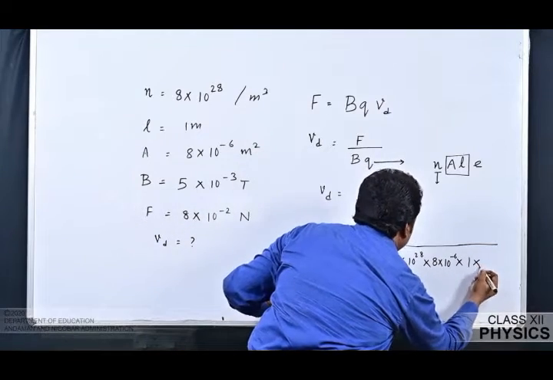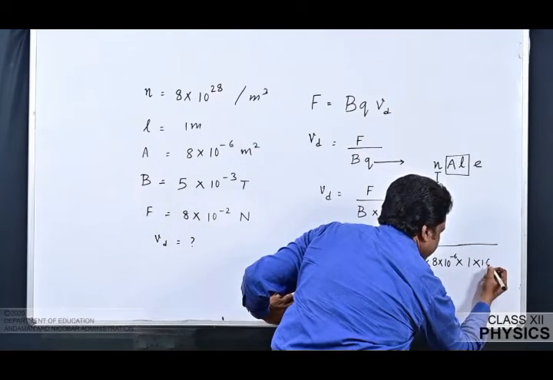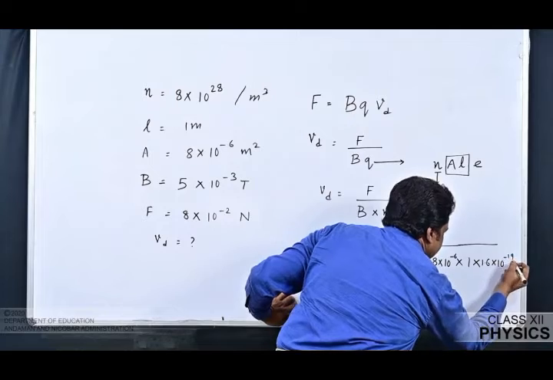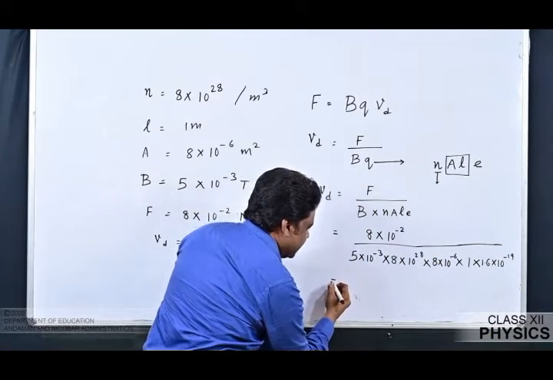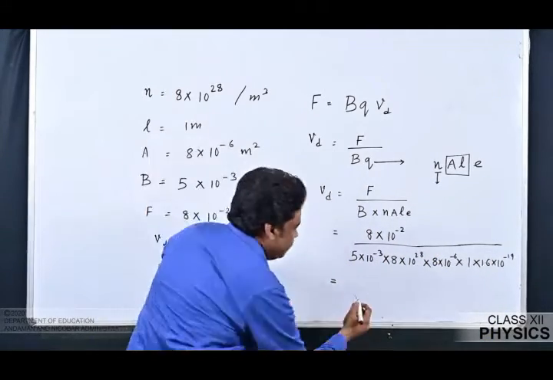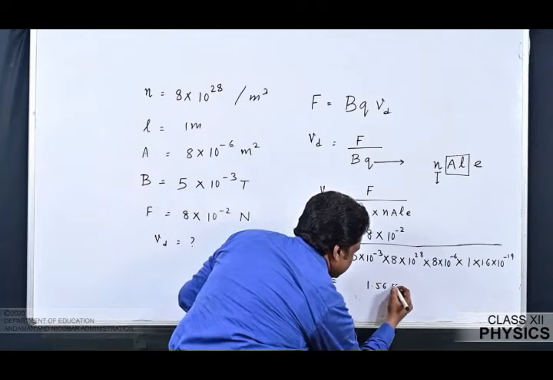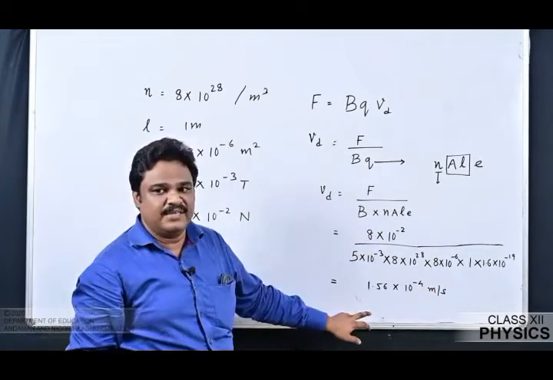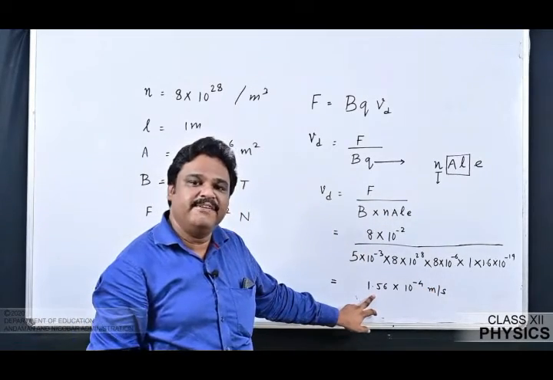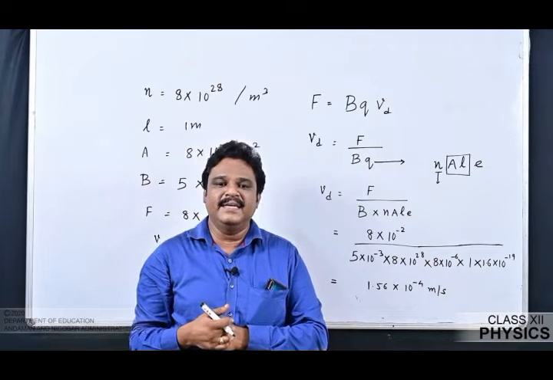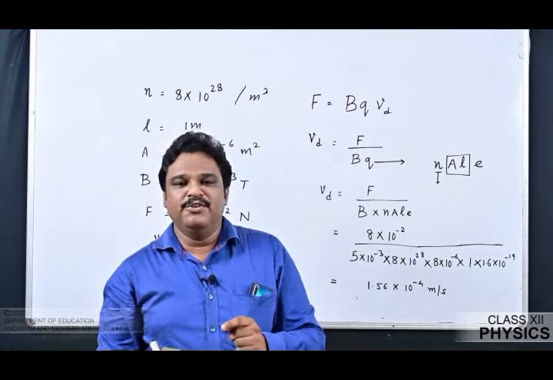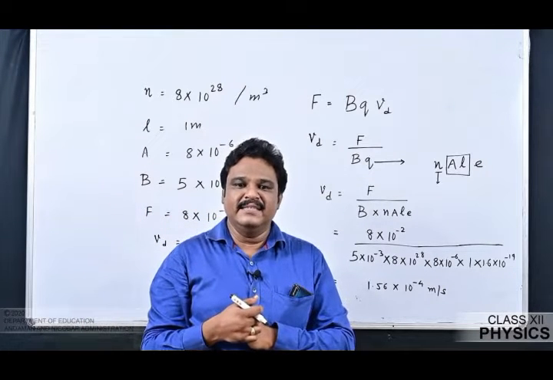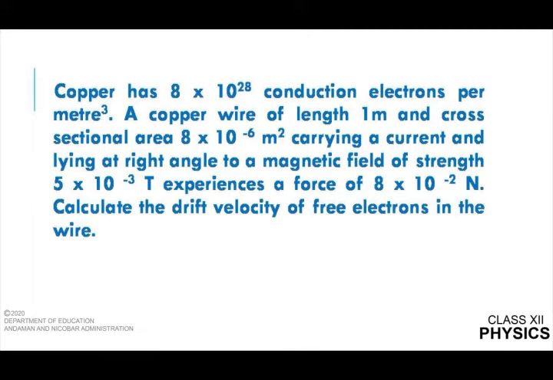What about the charge on the electron? You know it is 1.6 × 10^-19. So when I do the reduction, the answer comes to be 1.56 × 10^-4 meter per second. Once again, I'm going to make a recap of this question. The question says, copper has 8 × 10^28 conduction electrons per meter cube.